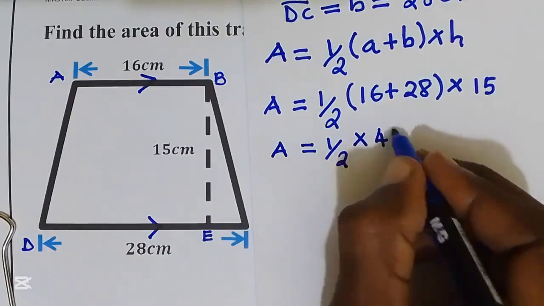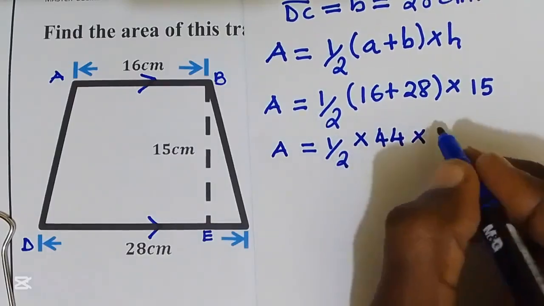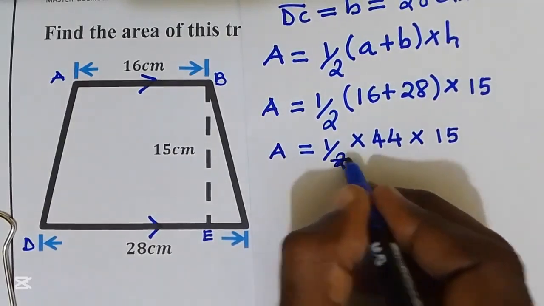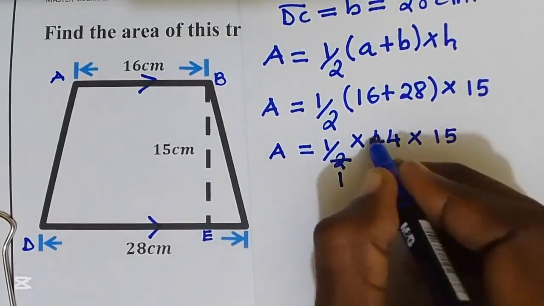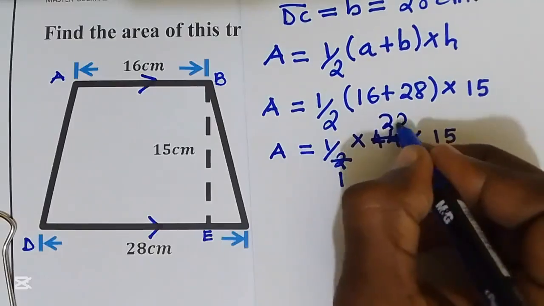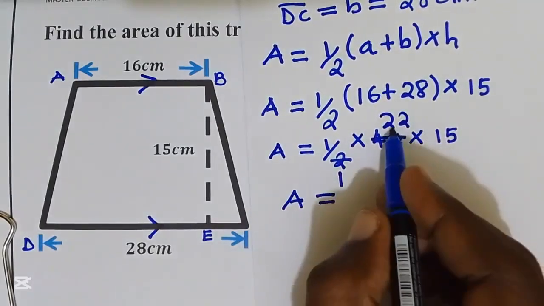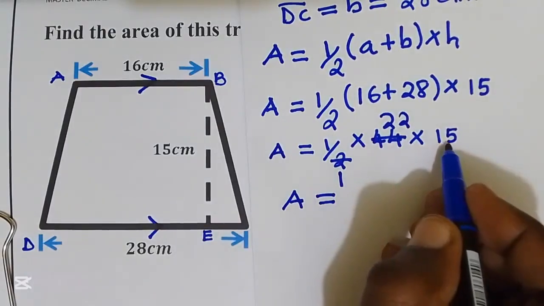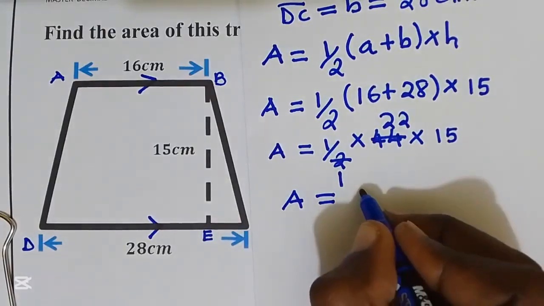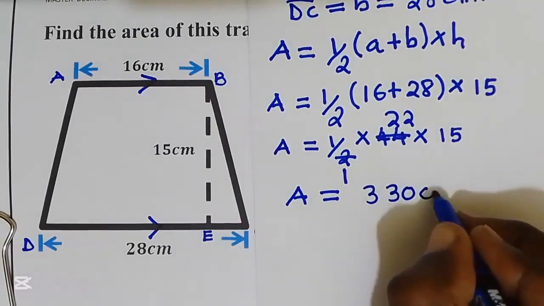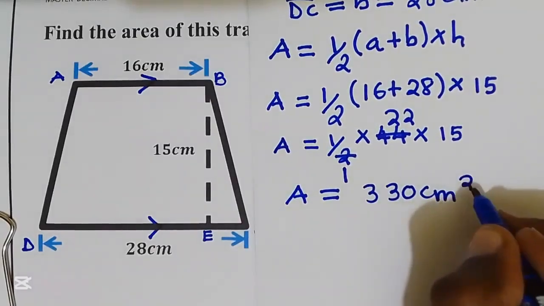Multiplied by 44, multiplied by 15. We can simplify here. By 2, it is 1. By 2, we got 22. Our area is equal to 22 multiplied by 15. We get 330. This is centimeter square.